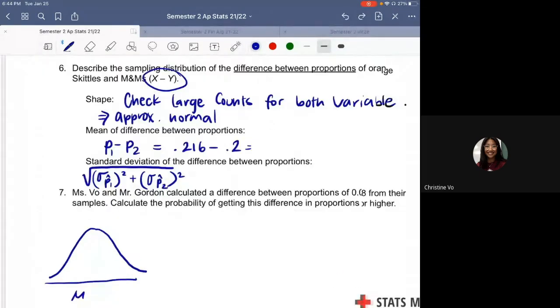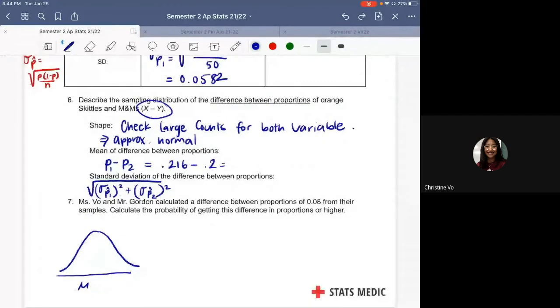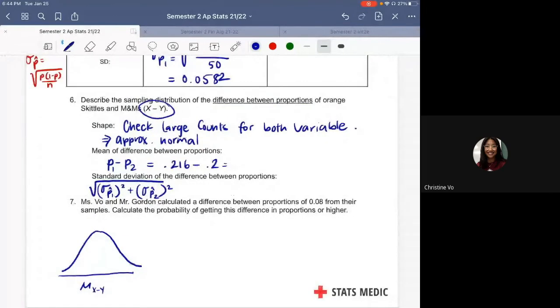To properly label this, I should label it like this based off of what they told me from above. And this mean should be 0.016. And then you should also get a standard deviation, so make sure you write down the standard deviation. If I know the mean is 0.016, then 0.08 must be over here. And then this is me shading the proportion or greater.